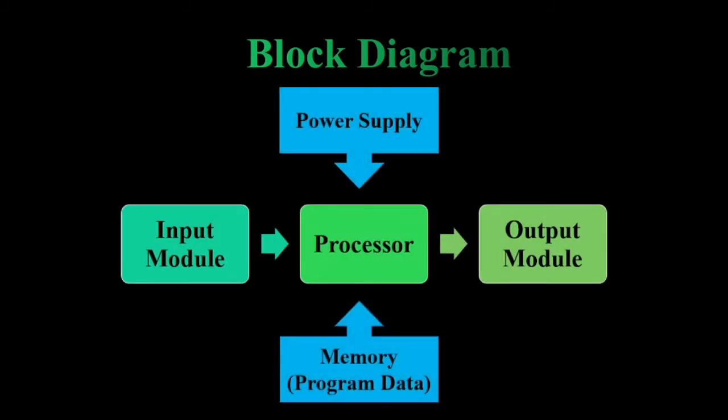The programmable logic controller consists of 5 main blocks, that is input module, processor, output module, memory block and power supply. Now let me see each block individually. First one is the input module.